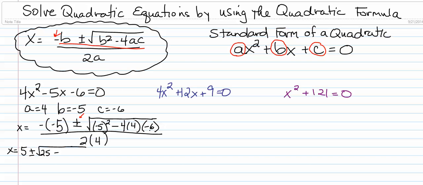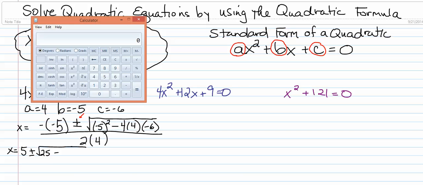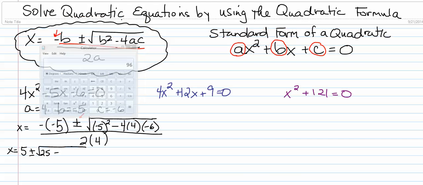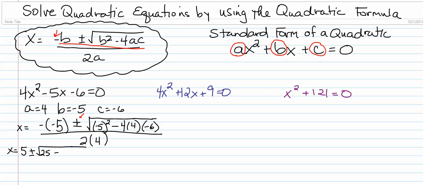I don't know if you can see my calculator in your video or not, but I'm going to quick do 4 times 4 times 6, which gives me 96. And because the 6 was a negative, I know I'm going to get a -96. Okay, and then on the bottom, 2 times 4 is 8.